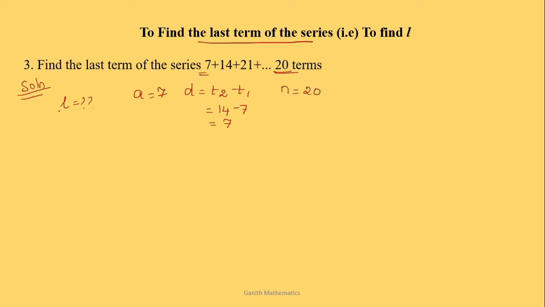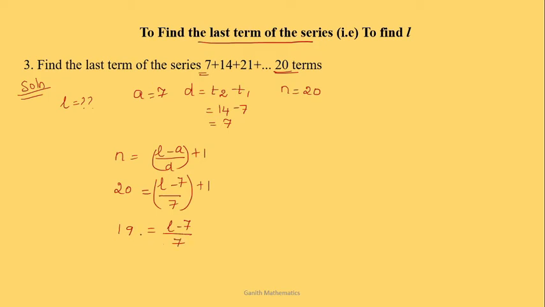Now I am going to think about the relation between L and n. We know the formula that n is equal to (L minus a) by d plus 1. In this formula, we know what n is, what a is, what d is. If we substitute all these values, we can find our L. So n is equal to 20. Our L is what we have to find. Our A is 7, and D is 7, plus 1 is here. When this positive 1 goes to the other side, it will be negative. That is 20 minus 1, nothing but 19. 19 is equal to (L minus 7) divided by 7.